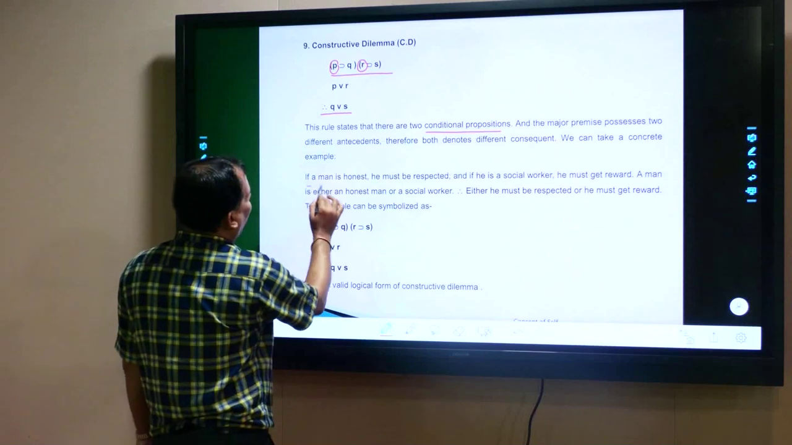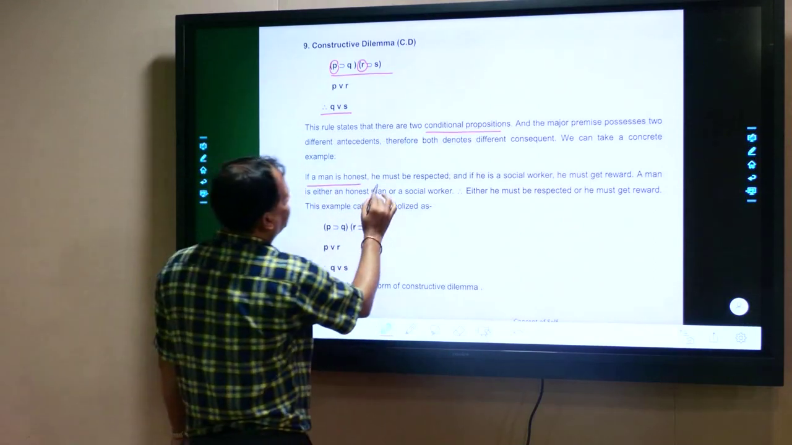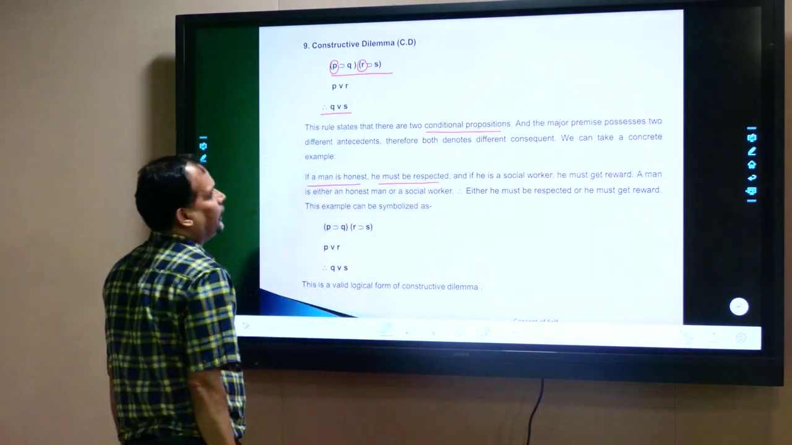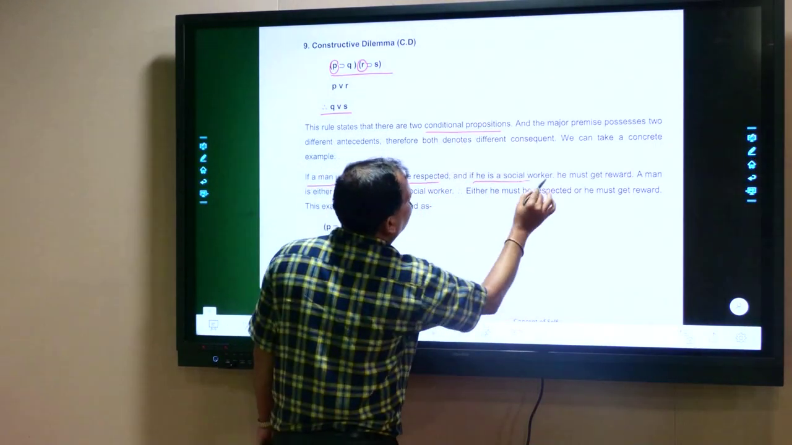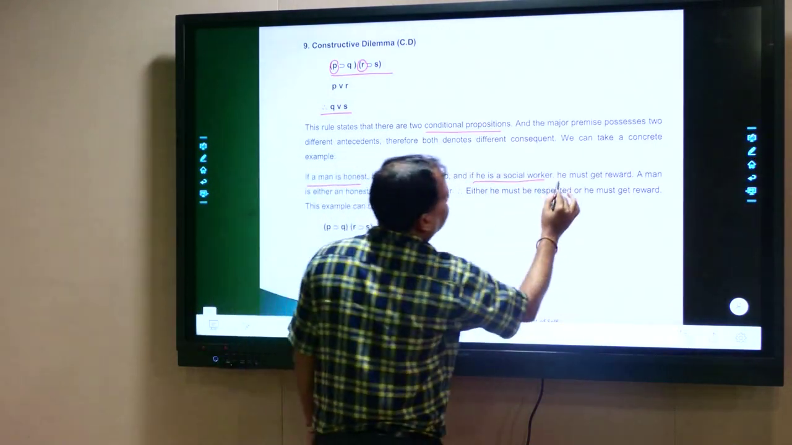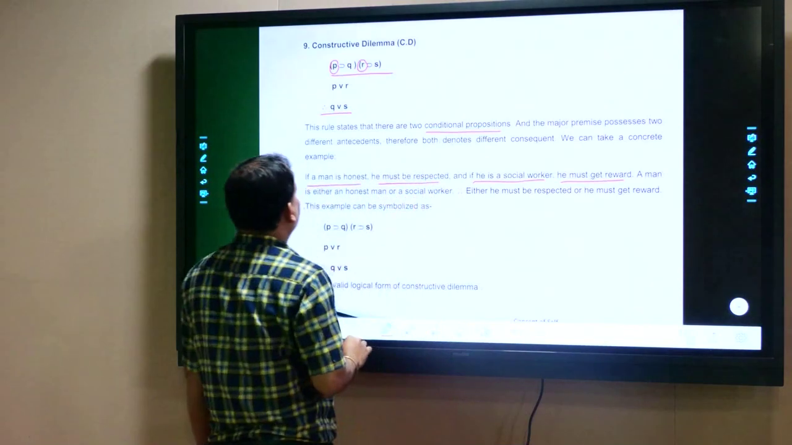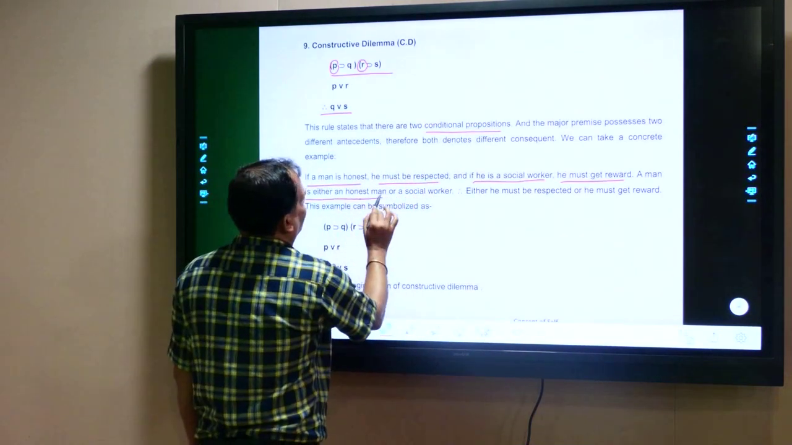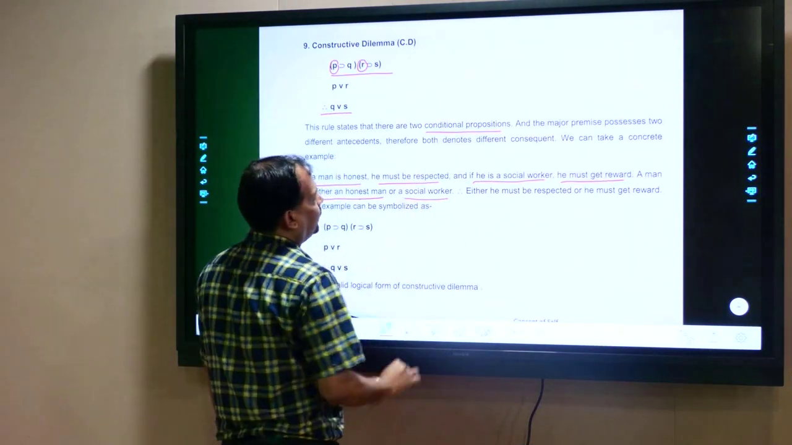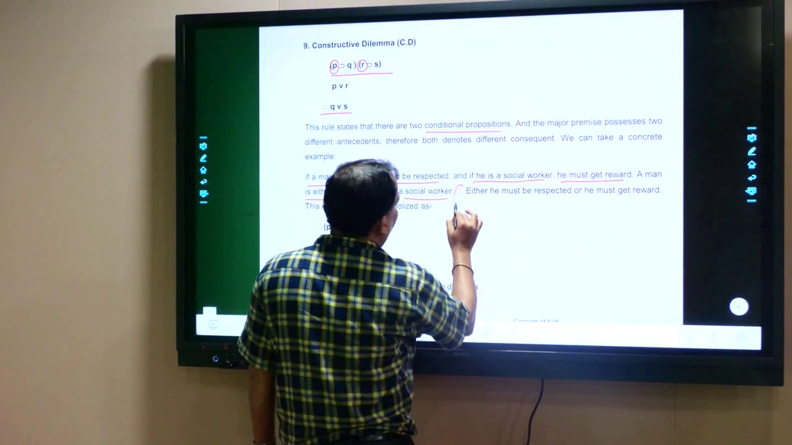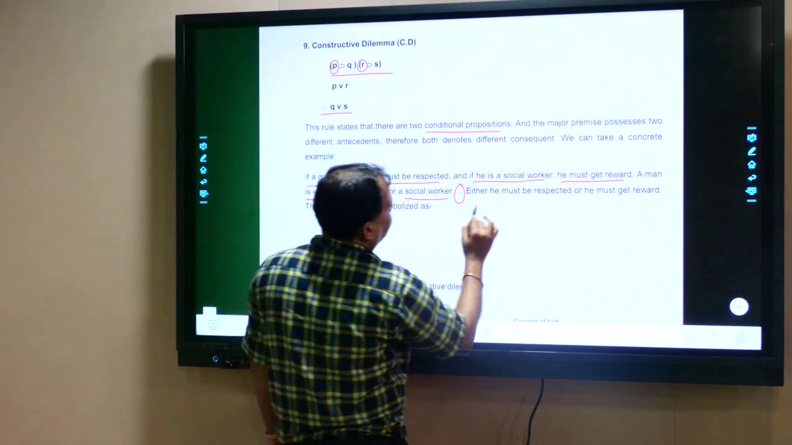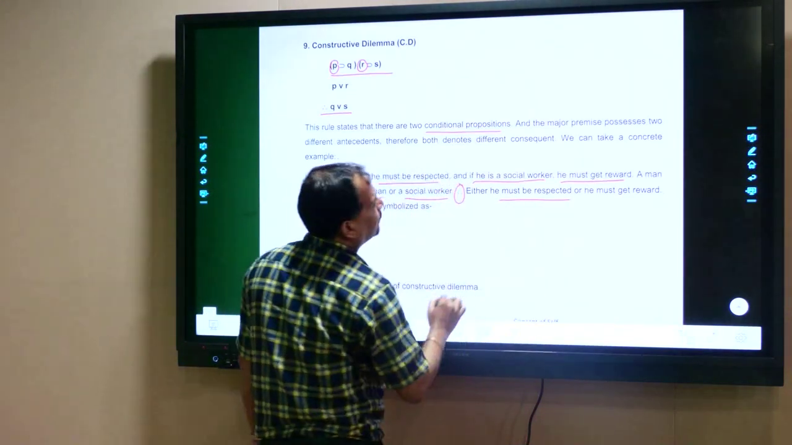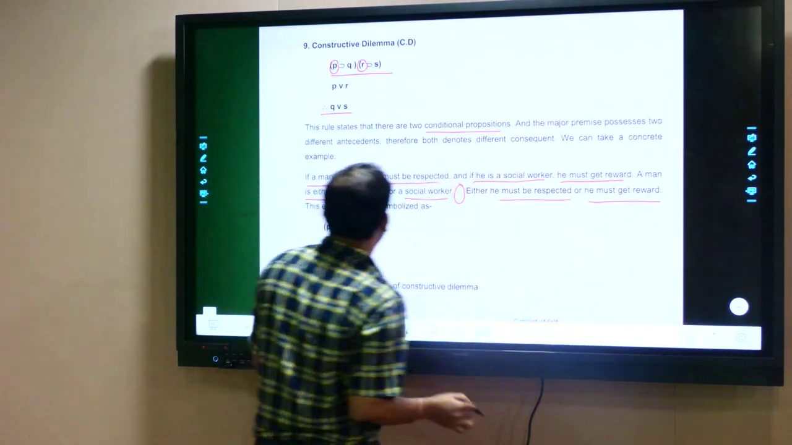We can take a concrete example to understand. If a man is honest, he must be respected. And if he is a social worker, he must get a reward. A man is either an honest man or a social worker. Therefore, the conclusion is either he must be respected or he must get a reward.